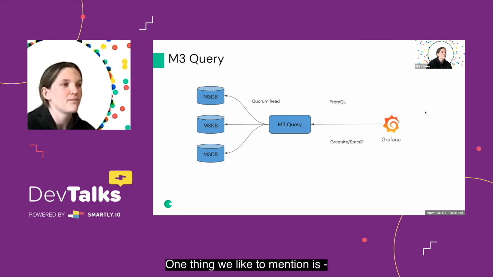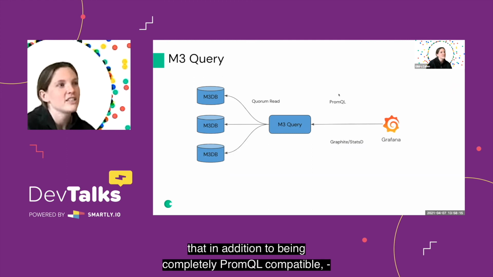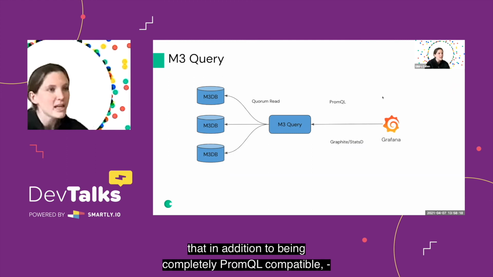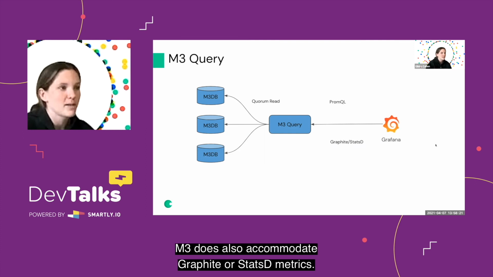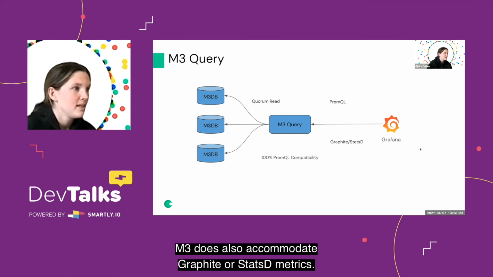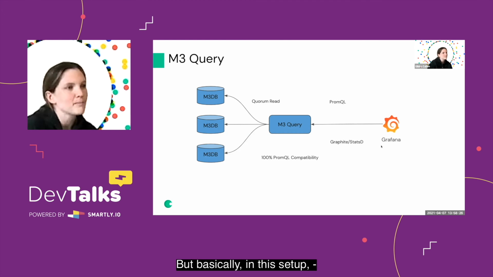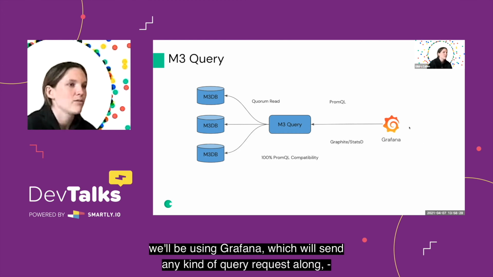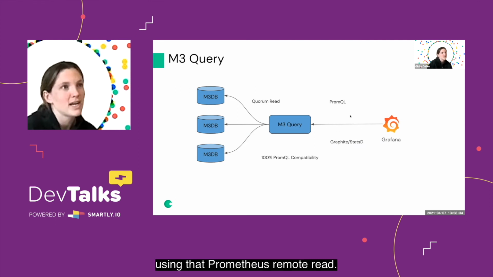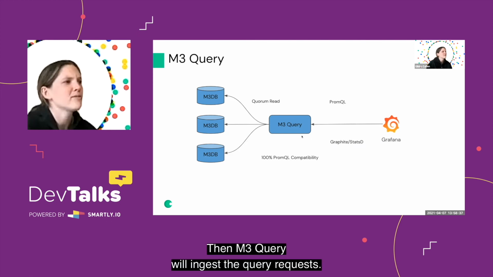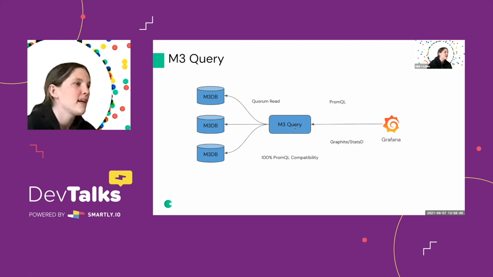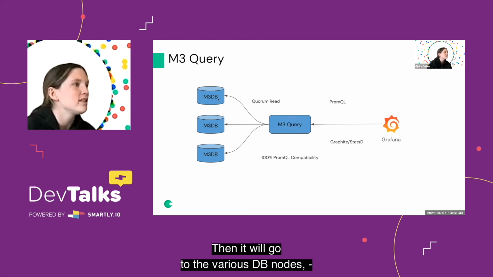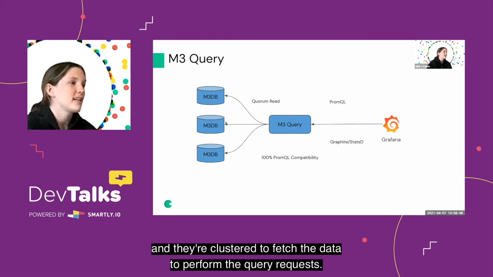One thing that we like to mention is that in addition to being completely 100% PromQL compatible, M3 does also accommodate Graphite or StatsD metrics. But in this setup, we're going to be using Grafana, which will send query requests along using Prometheus remote read. From there, the M3 query tier will ingest those query requests, and then go to the various DB nodes in your cluster to fetch the data and fulfill those query requests.